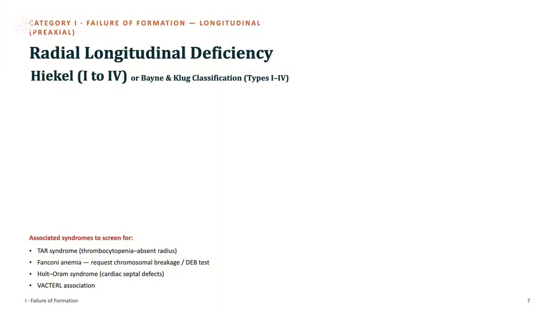Following this, we are still under the big classification of failure of formation. Now we're going to the longitudinal, or preaxial. As general knowledge, preaxial is radial and postaxial is ulnar. We will discuss radial longitudinal deficiency. The deficiency here is in the radius and the radial structures.